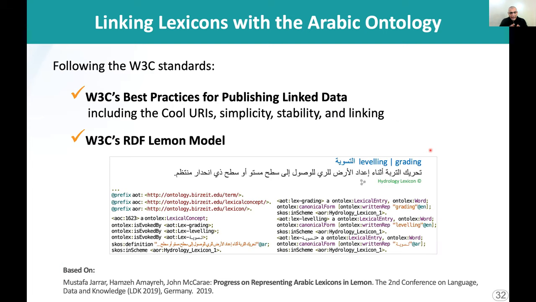The ontology and the lexicons we have are all represented using two main standards, the W3C's best practices for publishing linked data and the Lemon model. Following these two standards is important in order to be compatible with external resources and to be part of the linguistic linked open data, but it is also important to enable linking with knowledge graphs, because many graphs will be using the ontology.